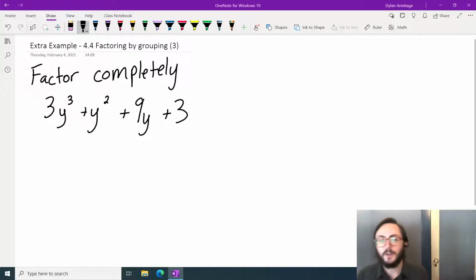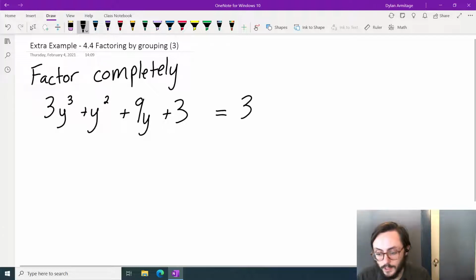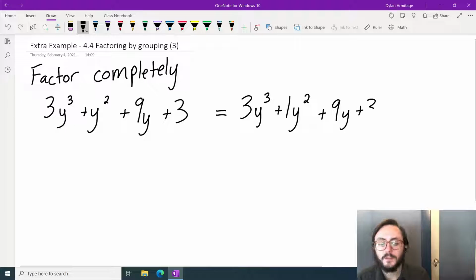Now the patterns in here are similar, right? How we can sort of find the patterns. So I'm going to write it out with all of the coefficients so we can see it absolutely clearly. You don't need to do this step if you can see it without it. So 3y cubed plus 1y squared plus 9y plus 3. This is just for us.